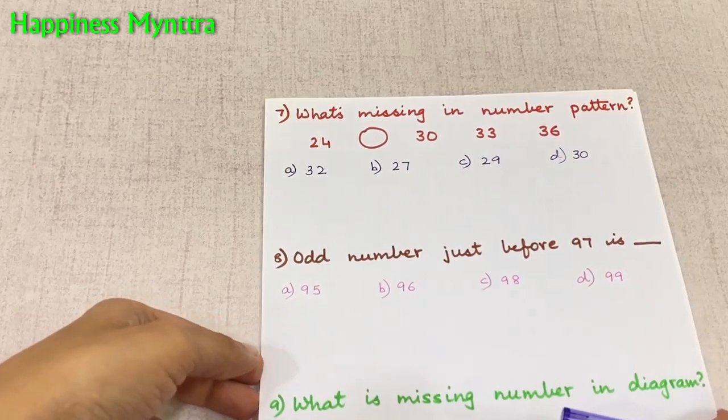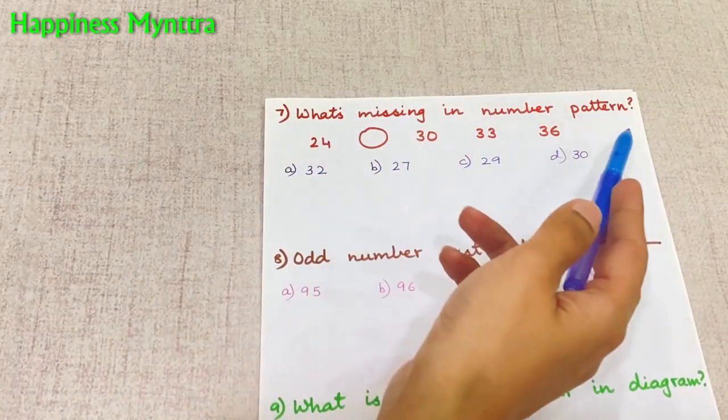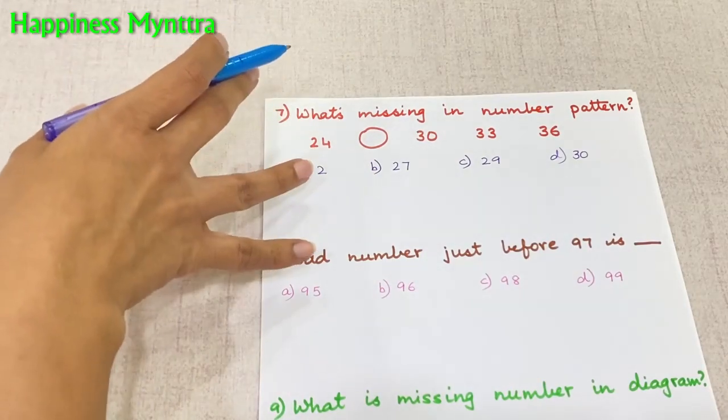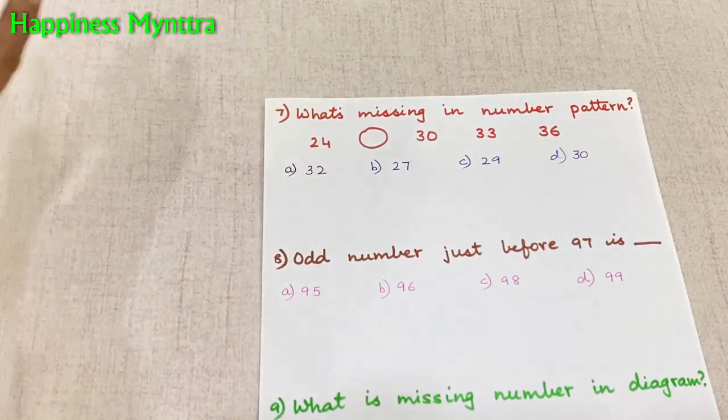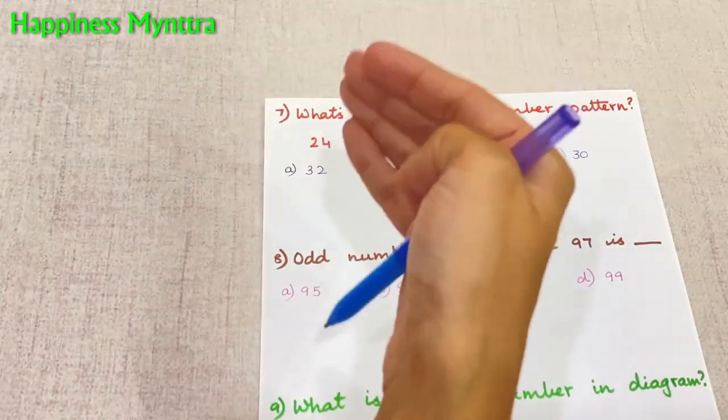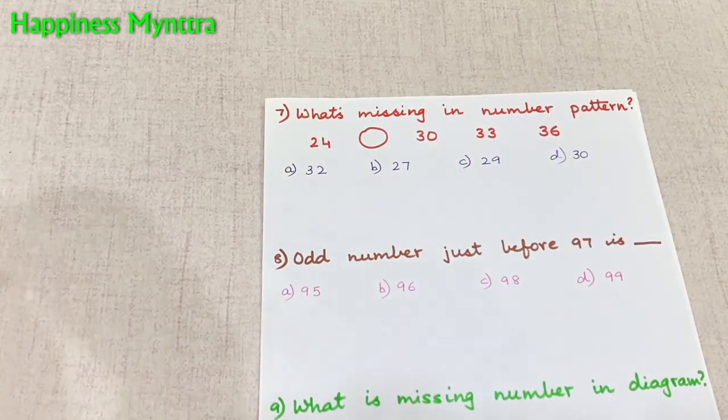Moving on to question number 7. What's missing in the number pattern? Now here again, if the child does not know the table, it's completely okay. The idea is to get them to understand patterns which are hidden in this number sequence.